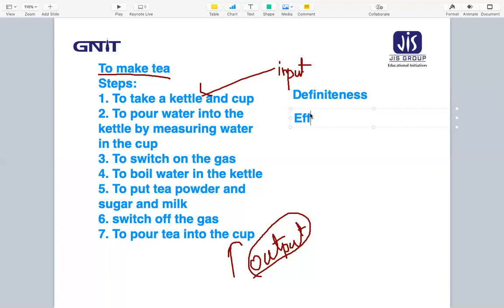Next is the finiteness. Now this is one more important property. That means the algorithm should have a finite number of steps. You can see that our algorithm of making a tea is finite. There are in total 7 steps. This 7 may become 10, this 7 may become 50, but it should be finite. It cannot go on and on and on.